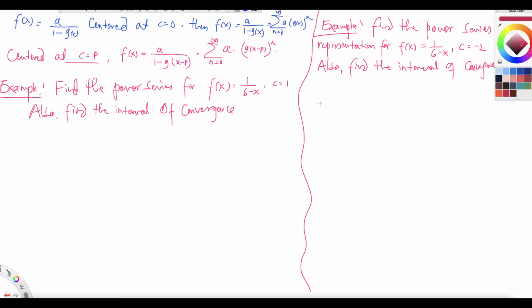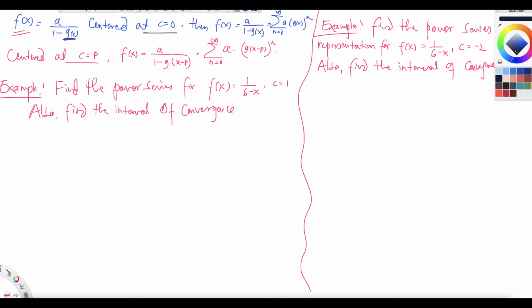So in the last video, we discussed how to write a function f of x in the power series format. To do that, we center at c equals 0. When you write a function f of x as a power series with center at c equals 0, you try to write it as a over 1 minus g of x. After you convert that function f of x into this format, we write it as a geometric series, a over 1 minus r.